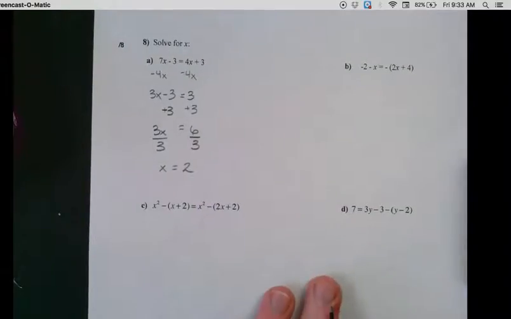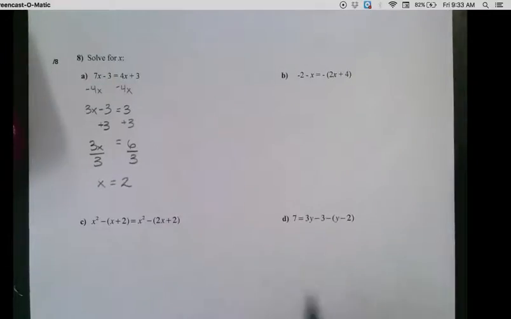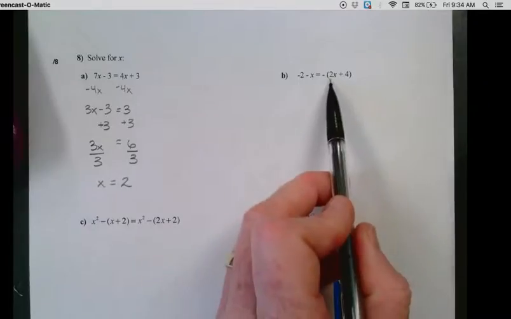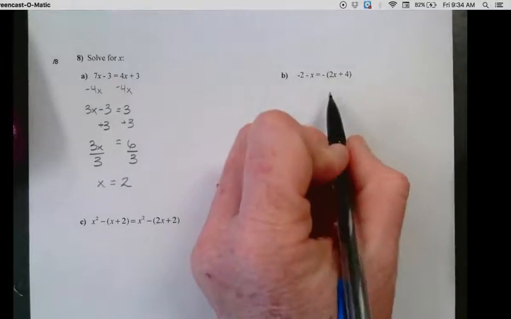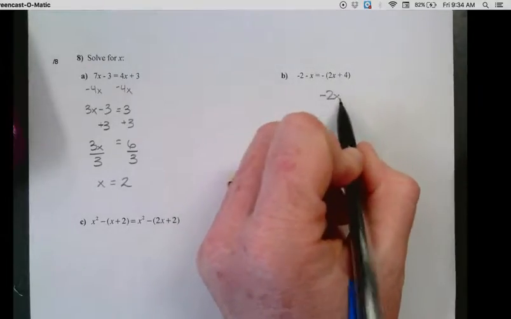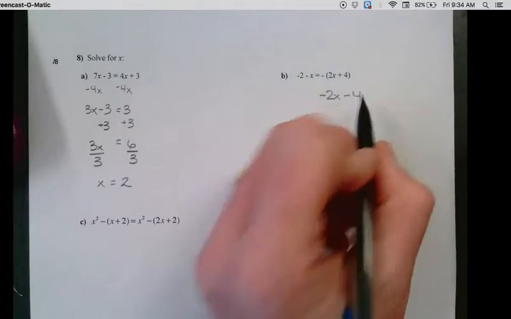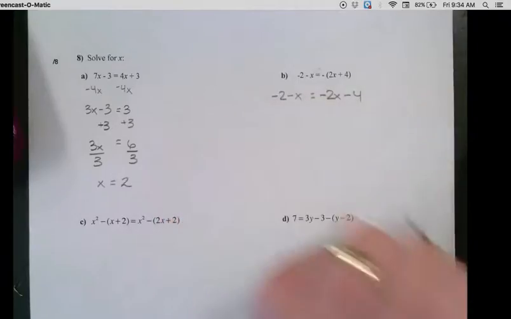Okay. All right, B. First thing I'm going to do is get this out of the negative region. Okay, so this 2x becomes a negative 2x when I flip and move. This becomes a negative 4. Nothing changed on the left.